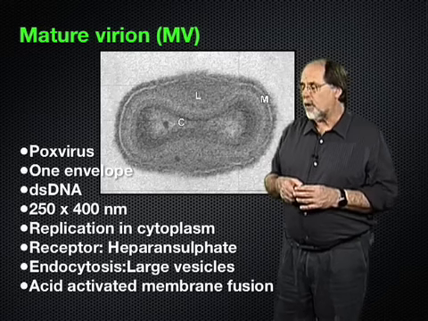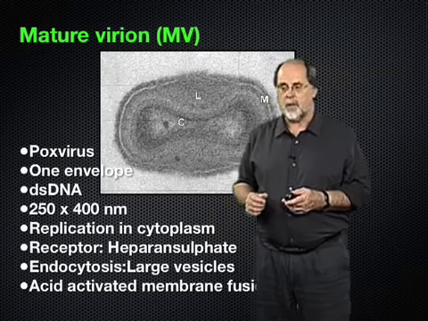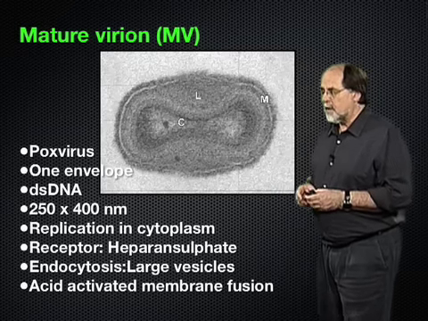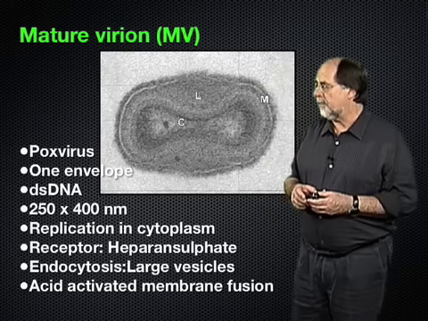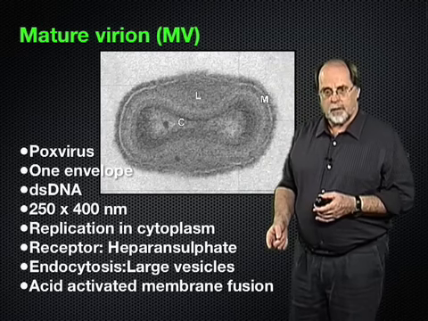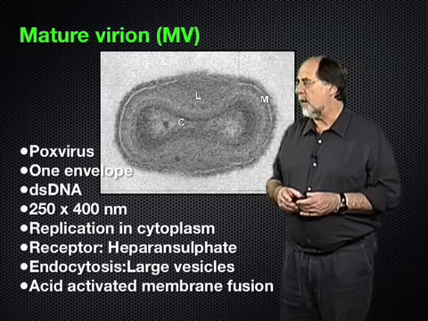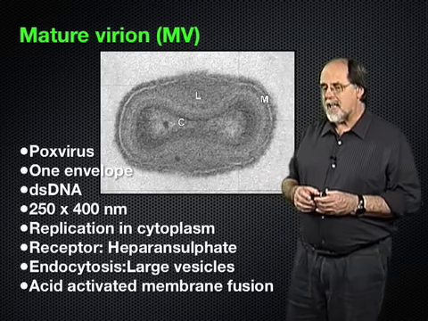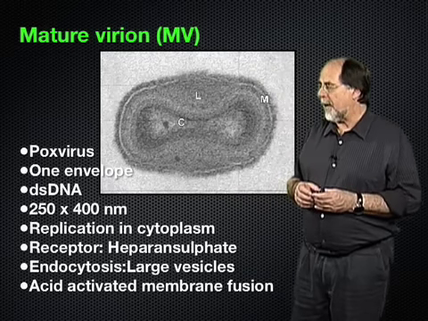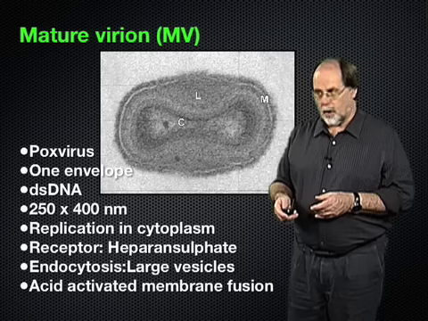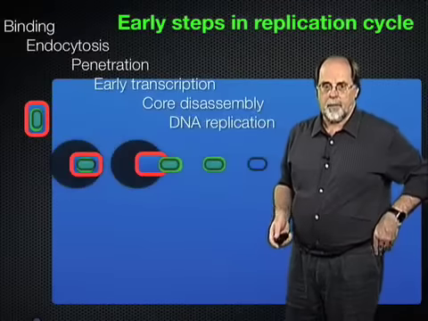Receptors for this virus have not been characterized in great detail yet, but it's already known that this, like many other viruses, uses heparan sulfate proteoglycans as an attachment factor. It is endocytosed, like many other viruses, in large vesicles. One can see those by electron microscopy, and it's known to be acid activated. So it has a membrane fusion protein complex which needs acid to work. So it looks like a normal virus, only it's much bigger and more complicated.